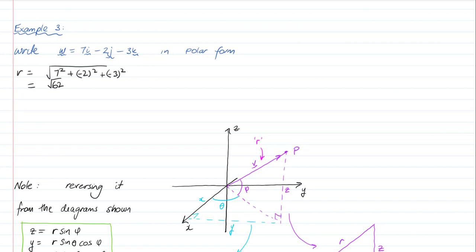And then we have theta equal to tan inverse of y over x, was our calculation earlier. And so that's equal to tan inverse of negative 2 over 7. Now in terms of being quadrant aware, if y is negative 2 and x is 7, we're in quadrant 4.